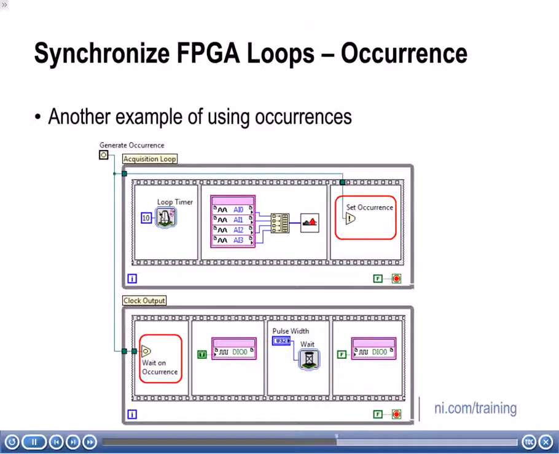If you look at that bottom loop, in parallel, every time that set occurrence happens, it's going to execute some logic. In this case, every time the occurrence has been set, we're going to make the digital line true. Then we're going to wait a pulse width, and then we're going to set that digital output line back to false. So pretty much every time we finish processing that analog input, we're going to output a pulse with a specified pulse width. And that's happening in parallel at the same time as that acquisition loop on top. This is just another example, and hopefully that'll help you think of things that you might want to do in your application.